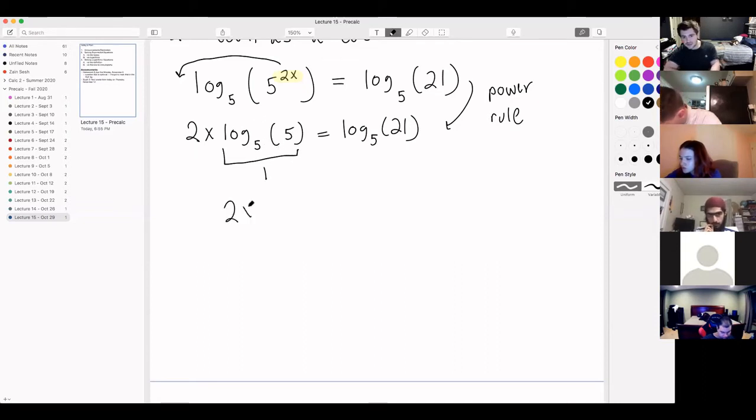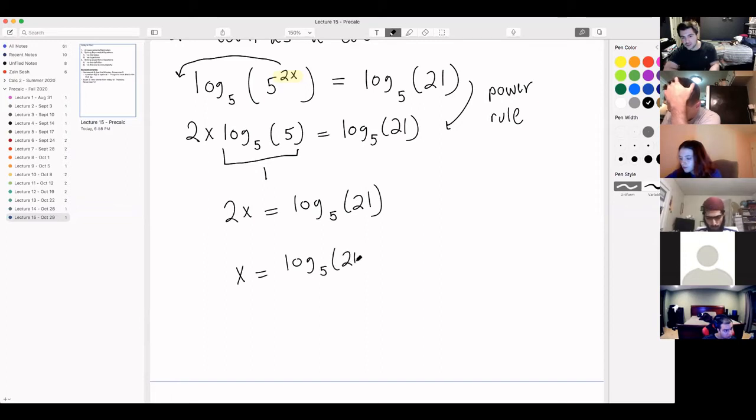So this is now 2x is equal to log base 5 of 21. There we go. Divide both sides by 2 to isolate x, and you're done. So x is log base 5 of 21 divided by 2.